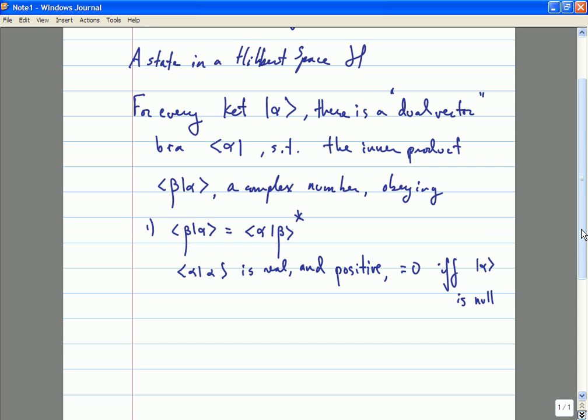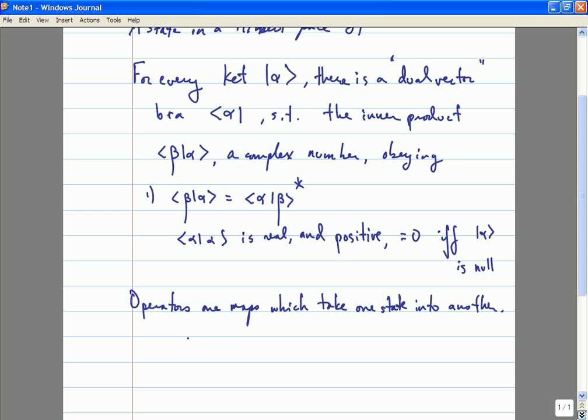Okay. So that's enough about states for the time being. Operators are maps which take one state into another. So they're typically denoted, not always, but typically denoted by capital letters, and they will be taken to act on kets by multiplication from the left. So an operator A will act on a ket. So A will act on a ket by taking alpha into the state A times alpha.